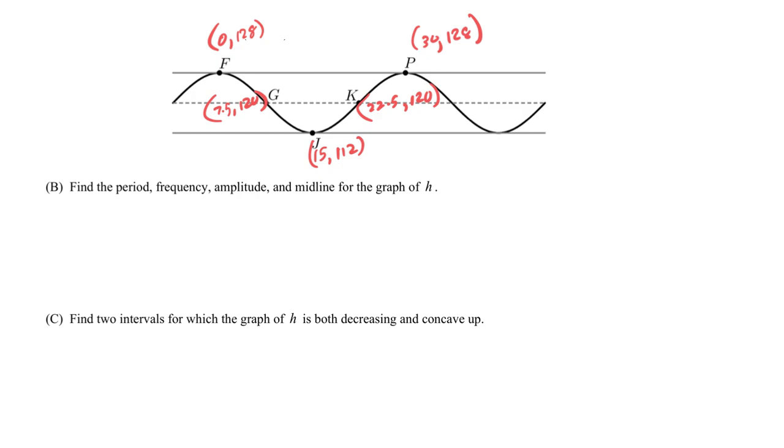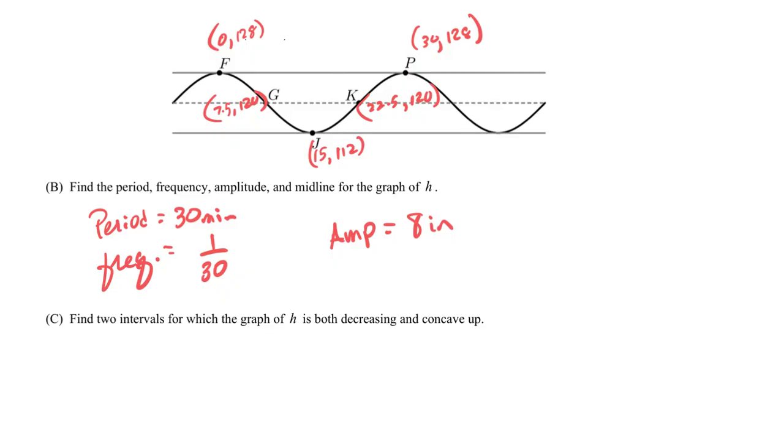Okay, so B says, find the period, frequency, amplitude, and midline. So we already know that the period is 30 minutes, right? Frequency, 1/30. Amplitude, well, I went from 120 to 128, so it's 8 inches. And then what's last here, the midline, y equals, and this is our midline right here, and the y value is 120, okay?